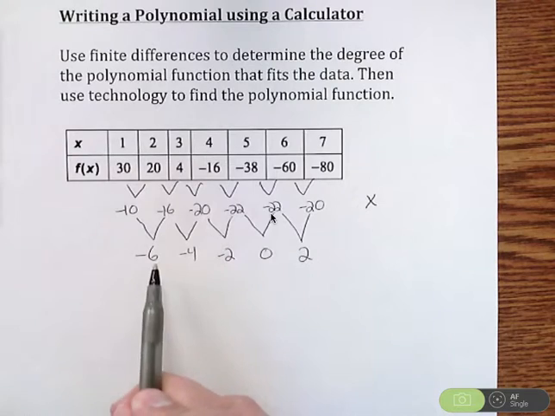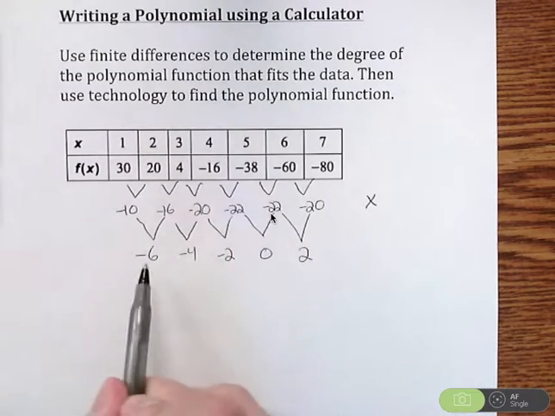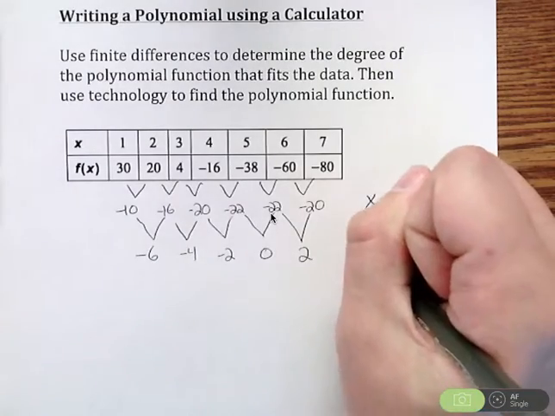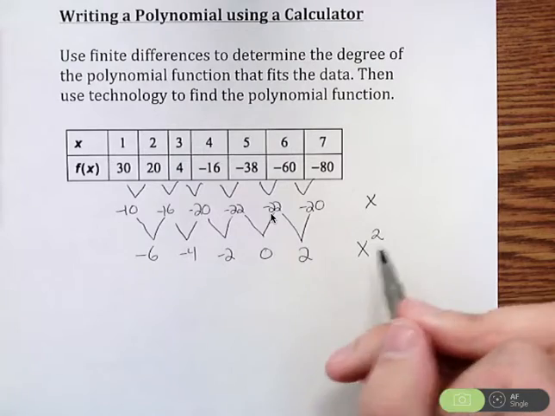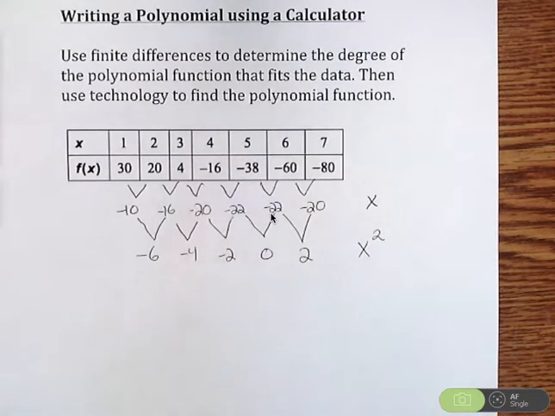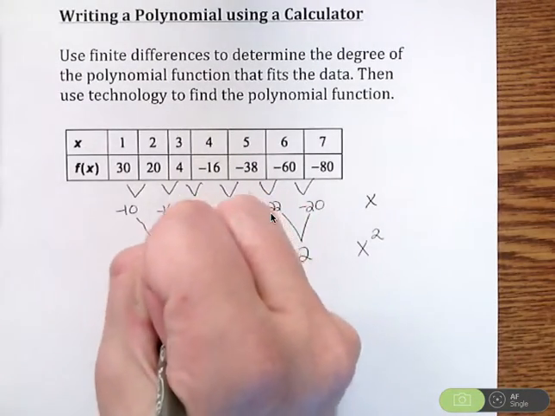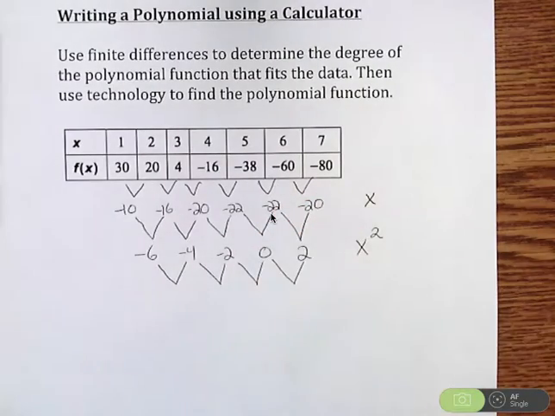So again, what we're looking for is we want all of these numbers to be the exact same number. If they were the same, this was the second time we've done this process, so we would have x to the second power, which would be a quadratic. Since they're not the same, we're going to keep going. So again, I take right minus left, right minus left, right minus left, right minus left.